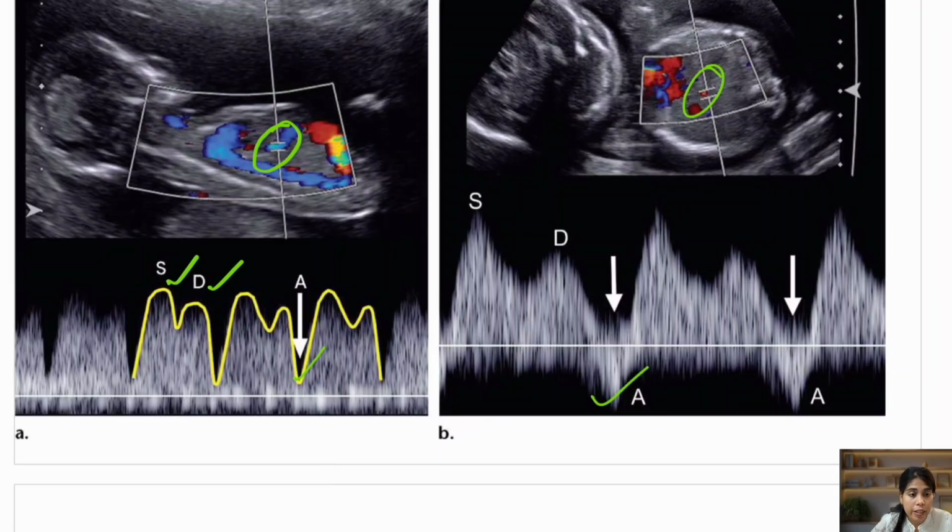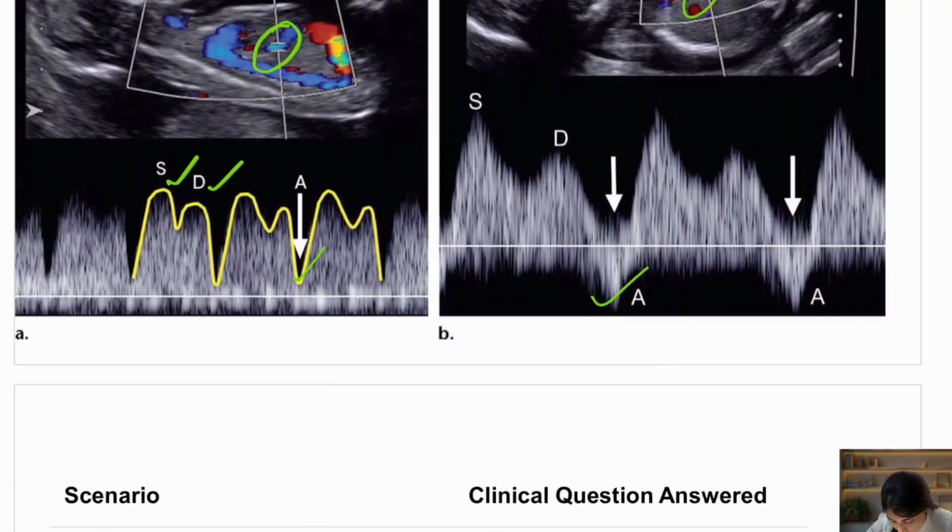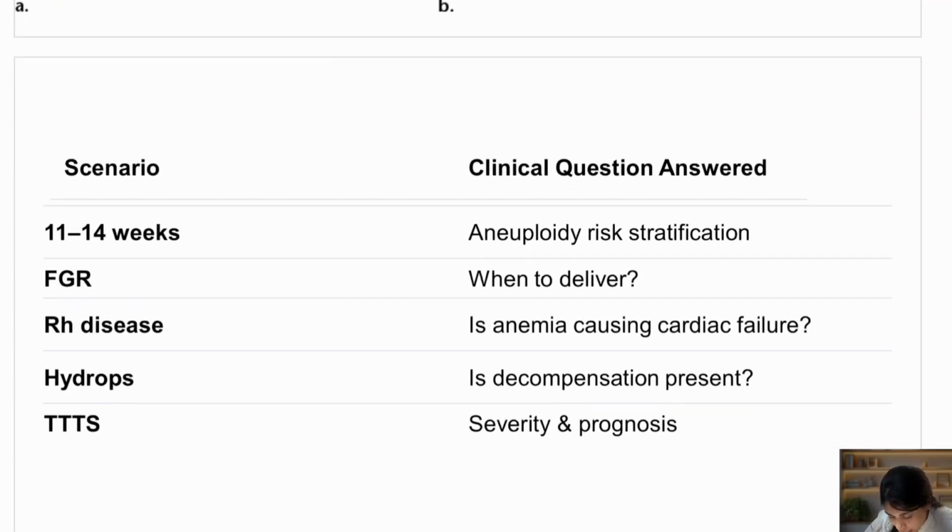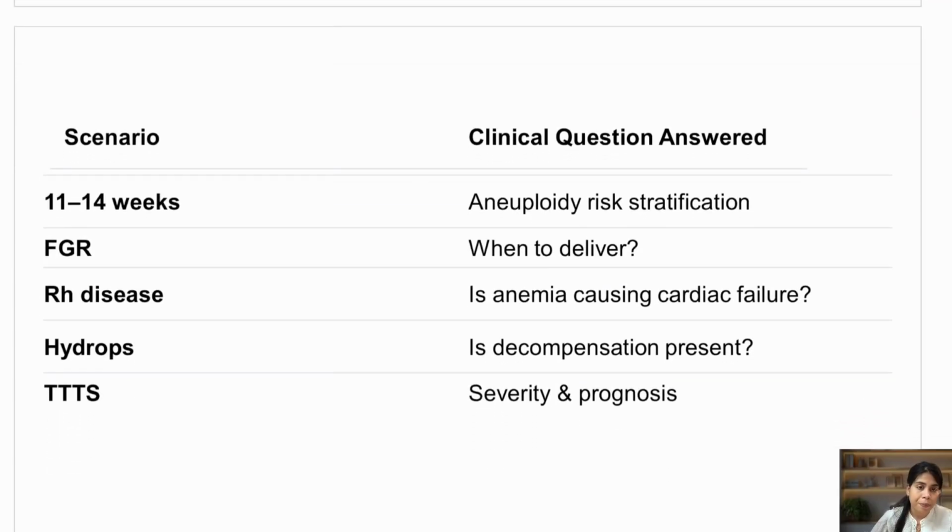In the early trimester scans, the sagittal view of the ductus venosus is very well visualized, but in the second and third trimester, sagittal as well as axial scanning can be done for the ductus venosus. As I have said, in the first trimester it's for aneuploidy and congenital heart diseases. In the second trimester, it is for cardiac impairment.